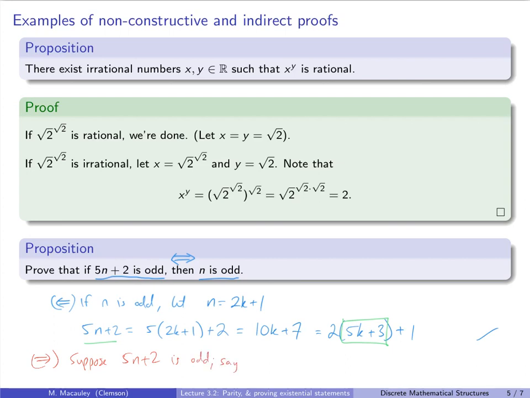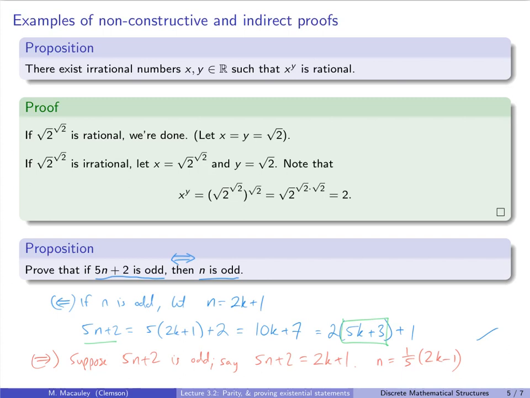and let's say that 5n plus 2 equals 2 times k plus 1 for some integer k. Now we want to show that n is odd. So how are we going to do that directly? We can try to solve for n, and we get that n equals 1/5 times 2k minus 1, and it's not even clear that that is an integer. So we don't really have too much to work with. It seems like it should work, but we kind of get stuck.